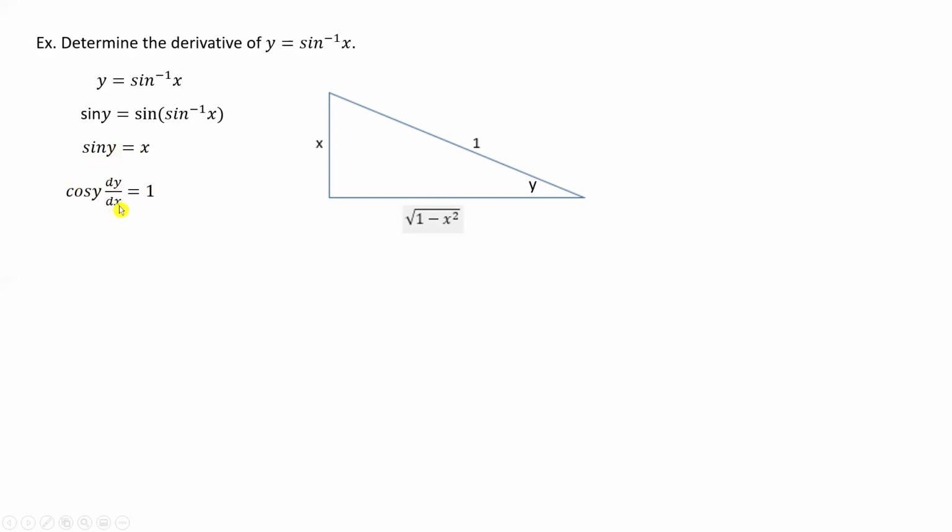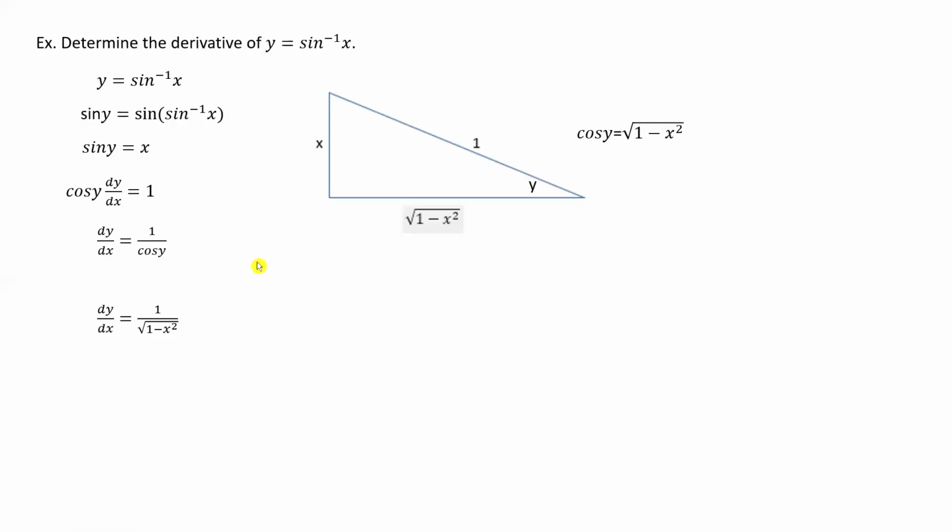Our aim is to get dy dx by itself because dy dx just means derivative. So we'll divide both sides by cosine y. If we only knew what cosine y was, we could put this back in terms of x, which is what we started with. So we'll look at the picture now. Cosine of y, adjacent over hypotenuse. So the cosine of y is the square root of 1 minus x squared. And we can put this instead of cosine y. And there's a lovely answer for the derivative of the inverse sine of x.